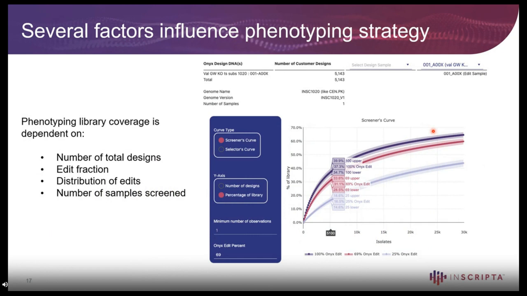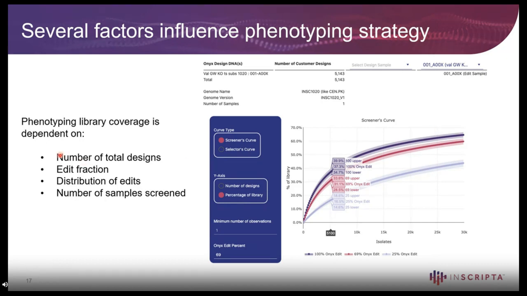Okay, so one of the things I wanted to talk about at this point is phenotyping strategies and what really drives your phenotyping strategy, as far as how many plates you should sample of these different libraries. One concept you need to talk about is phenotyping library coverage. This is the amount of your library that you're able to screen when you take a certain number of isolates through the workflow. The phenotyping library coverage depends on several different factors.